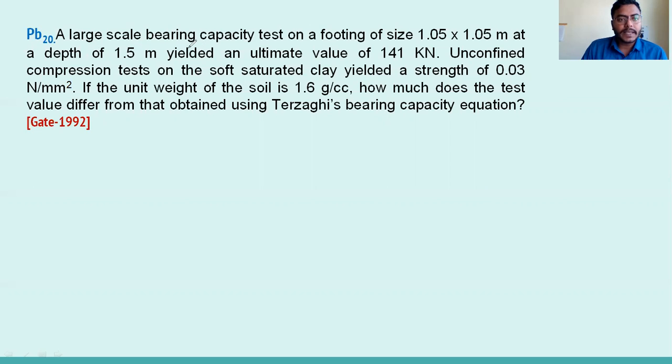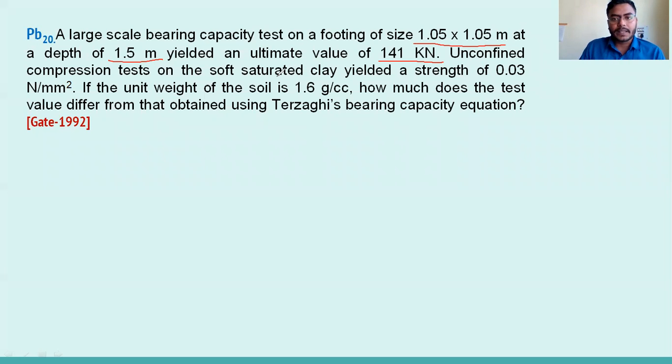A large scale bearing capacity test on a footing of size 1.05 by 1.05 meter at a depth of 1.5 meter yielded an ultimate value of 141 kilonewton. So what is the meaning of this? It means a bearing capacity test has been performed 1.5 meter below the ground level, on a square footing of dimension 1.05 by 1.05, and that has borne an ultimate load of 141 kilonewton.